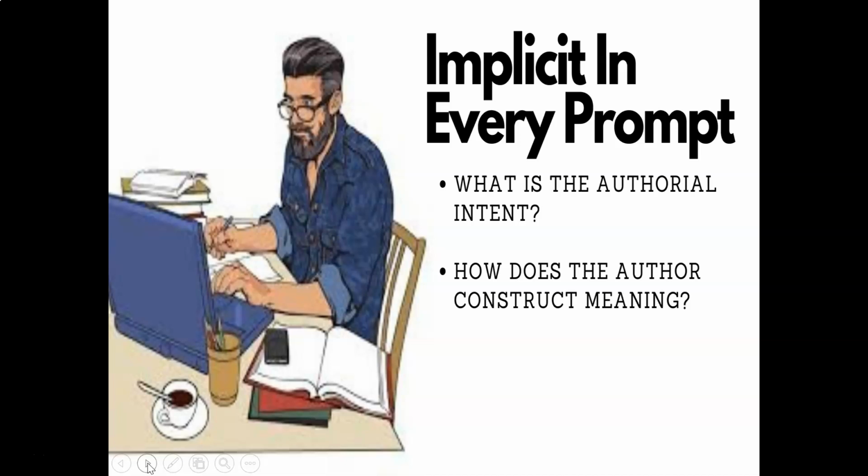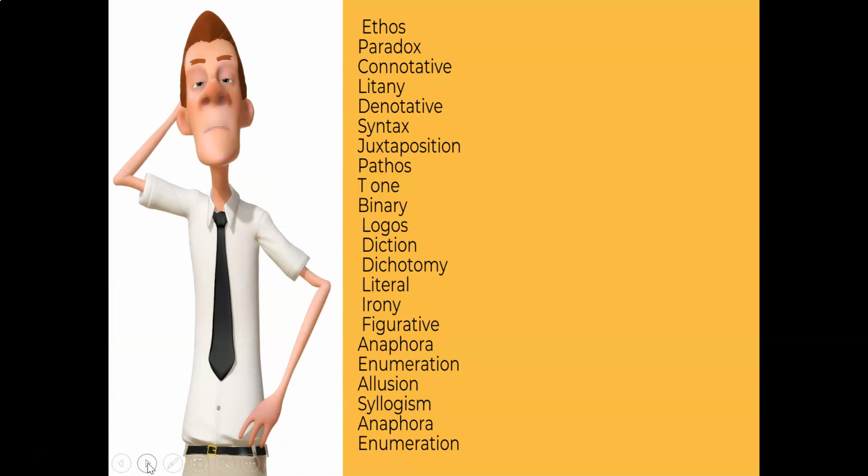And then 1 sentence of authorial intent. So the template works like this: 3 plus 1. 3, construction of meaning; 1, authorial intent. So I'll model that for you, because otherwise I'm just talking into the ether.